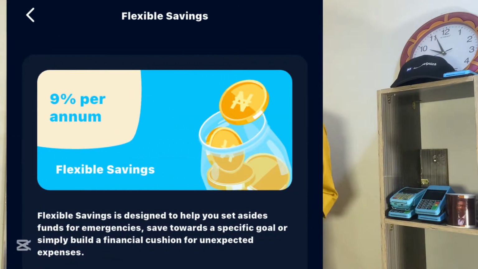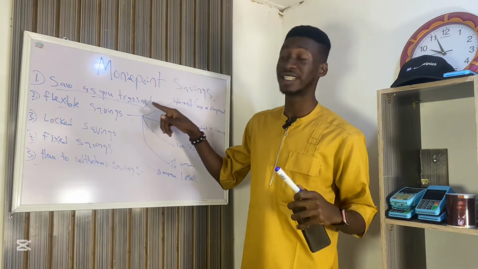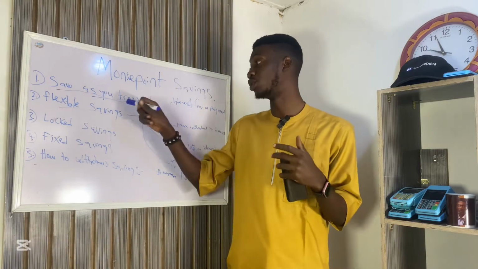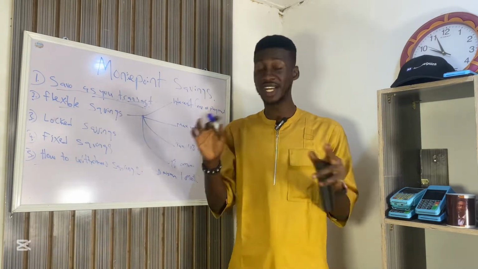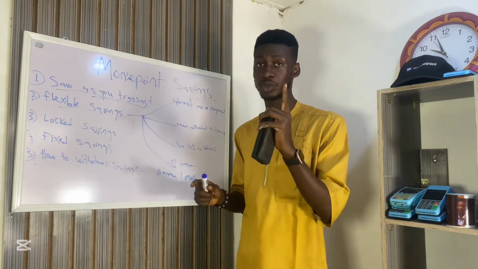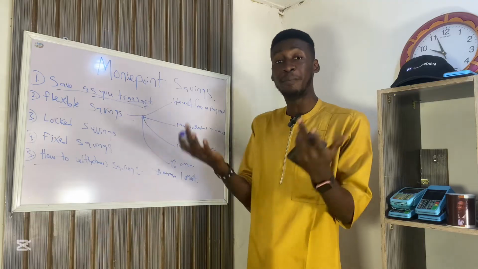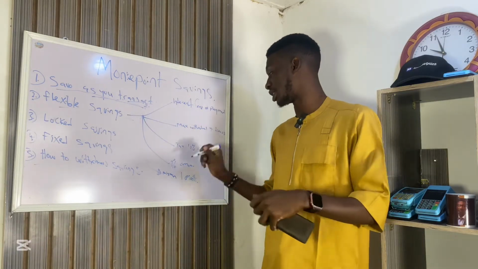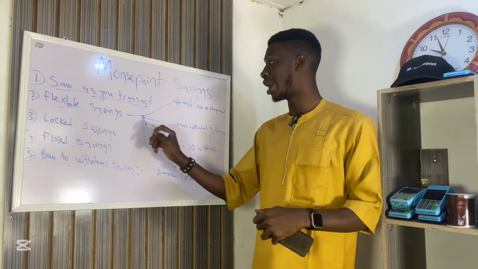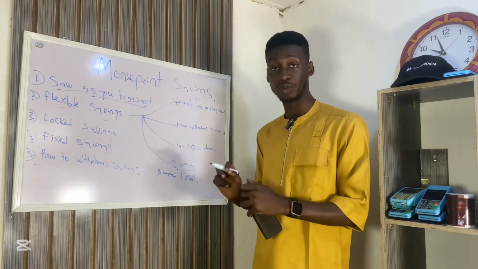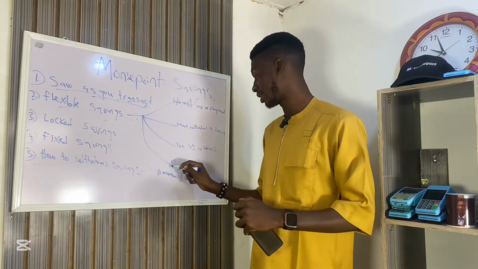Now, one thing you should know about flexible savings, unlike save as you transact, which doesn't have interest, right? You are not paid interest when you do save as you transact. There's no interest, even 1% interest you will not see. But flexible savings actually comes with an interest rate. That means you are paid interest of 9% per annum, right? When you are doing flexible savings, you are paid 9% per annum. That's annum, 1 year, 9%.